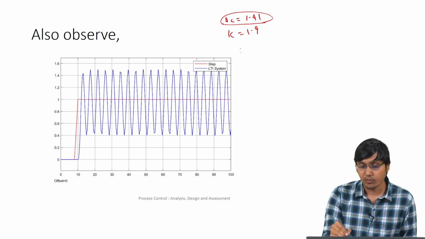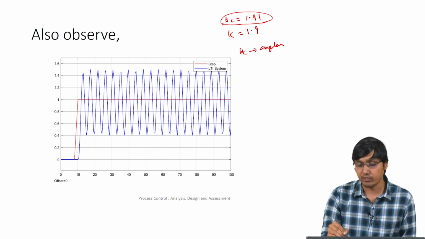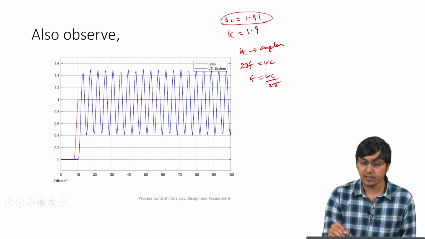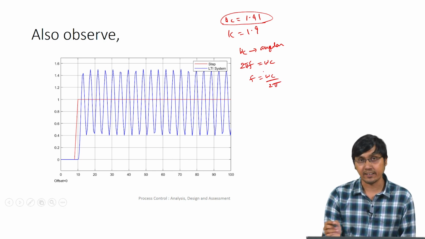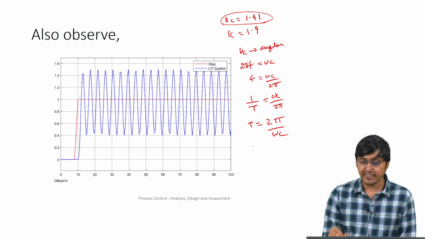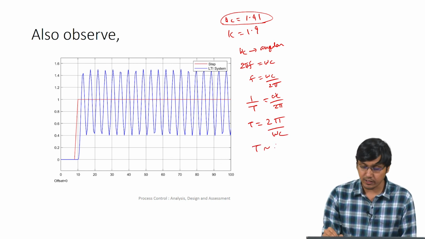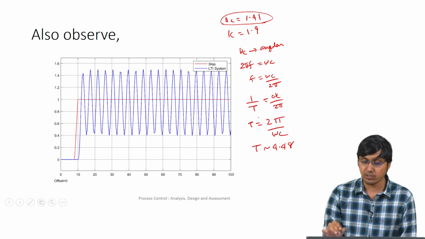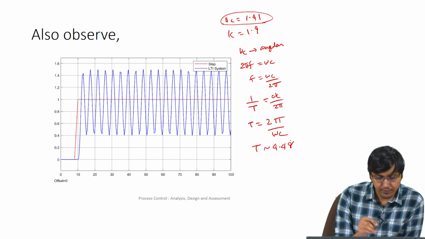So omega c is nothing but angular frequency, and we will convert it into normal frequency. We know that 2 pi f is nothing but omega c, so f is nothing but omega c by 2 pi, and the frequency is nothing but 1 by time period, right? So 1 by time period equals omega c by 2 pi, which means time period equals 2 pi by omega c. If you calculate the time period, it comes around 4.48. You can substitute the value of 1.41 and see. It comes around 4.48, which we can see here.